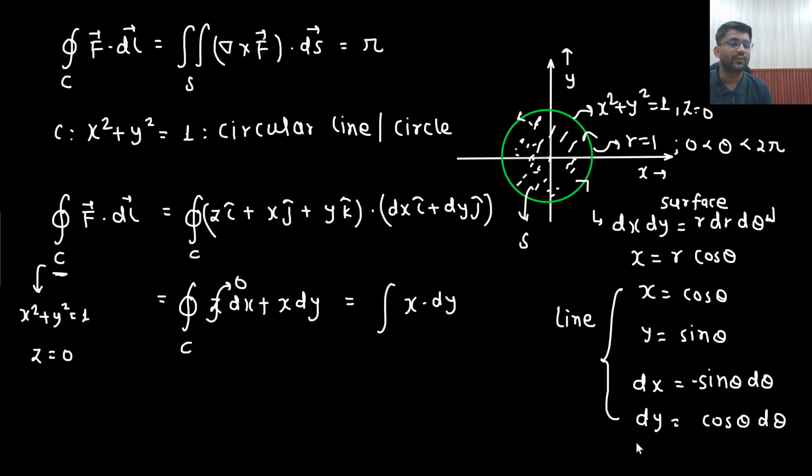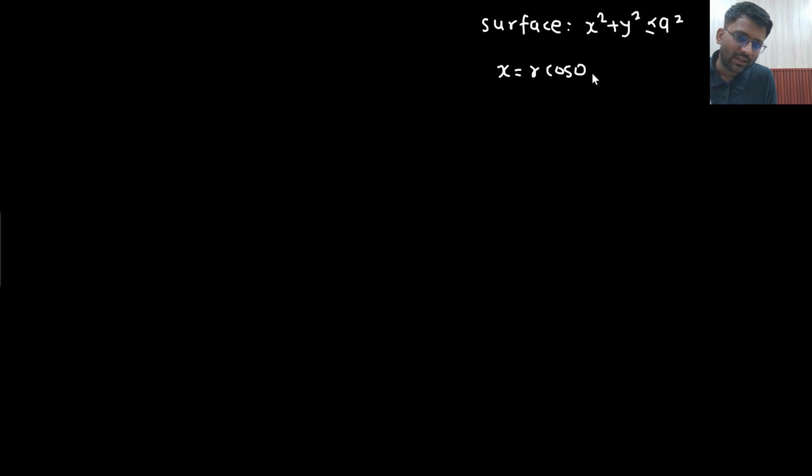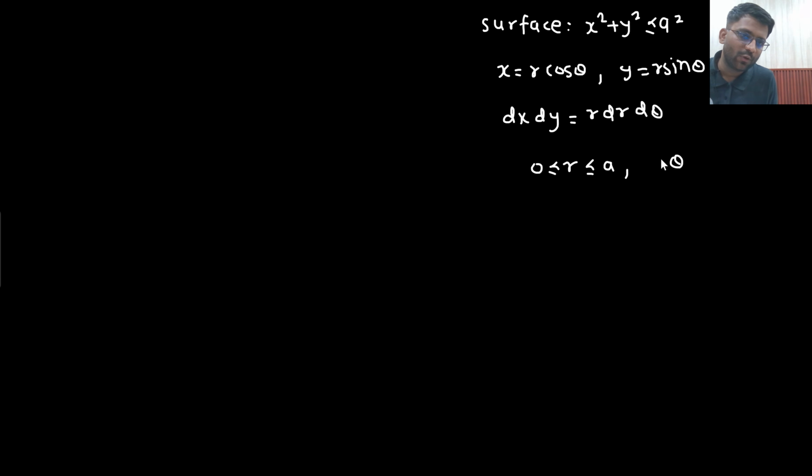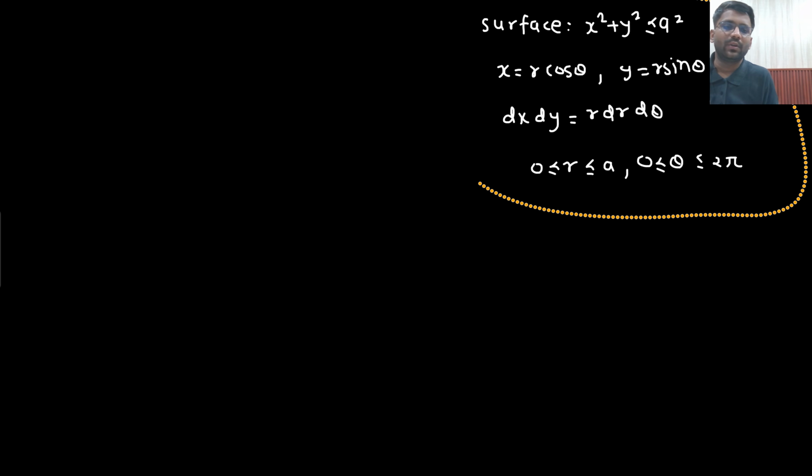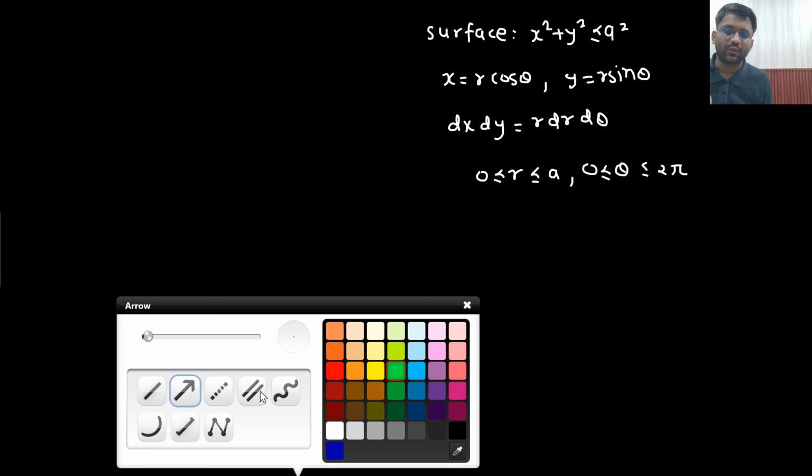X equals r cos theta, y equals r sin theta, and dx dy equals r dr d theta. This is what we used to do for a surface, for a circular surface, where surface means x square plus y square less than or equal to a square. What you used to put? X equals r cos theta, y equals r sin theta, right? And dx dy would have been r dr d theta. And the limit of r would go from 0 to a, and the limit of theta would go from 0 to 2 pi. This is what we used to do for a particular surface.